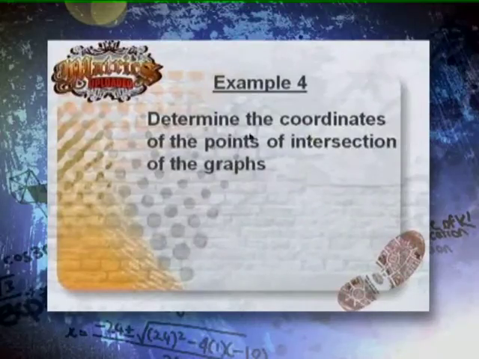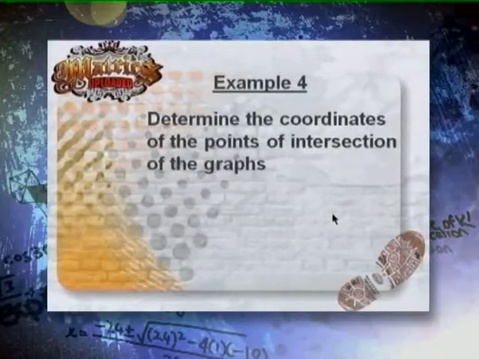Remember, in grade 10 they did simultaneous equations with two lines. In grade 11, of course, you had a line with a more difficult quadratic or something very nasty. But now let's have a look at the graphical meaning of simultaneous equations. Let's have a look at example 4. Determine the coordinates of the points of intersection of the following graphs.